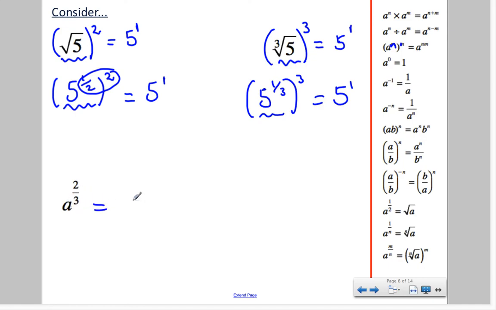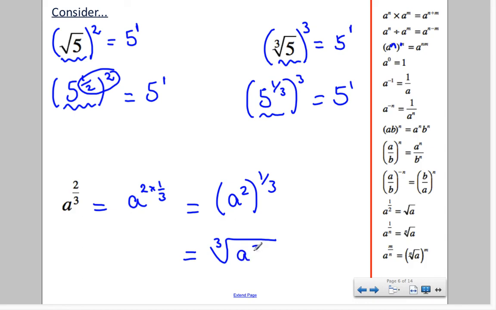And the very last one. So suppose we have a to the 2/3. Hopefully you'll agree that that's the same as a to the power of 2 times 1/3. 2 times a third is the same as 2/3. And I'm going to use this rule backwards. So I'm going to write that as a squared to the 1/3. Just convince yourself that that's the same as that. But a power of 1/3, we said here, is the same as just a cube root. So that's the cube root of a squared.